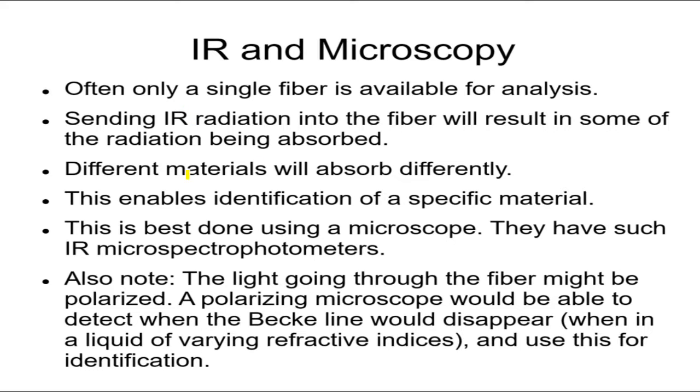But the way a compound absorbs in infrared is unique to every compound. Different materials and different dyes will absorb differently, so we can identify a specific material or a specific dye. And again, we're talking about a thread here, so we don't want to just put it inside the infrared instrument. We have to make sure the infrared light is going through the fiber. So we need a microscope because we have to focus right on it. They do have IR microspectrophotometers. They're more expensive than the other kind that use ultraviolet and visible light, but they have them. Also, the spectra are a little bit harder to interpret.